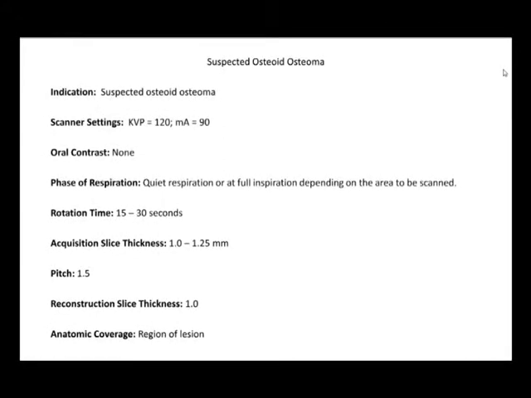Okay, continuing on, the second study is going to be for suspected osteoma. Notice this osteo means that we're looking still at the bones. KVP is going to be 120, and MA is going to be slightly stepped down to 90. Oral contrast, once again, is none, as there's no use for it. And the phase of respiration is quiet respiration or at full inspiration, depending on the area to be scanned.